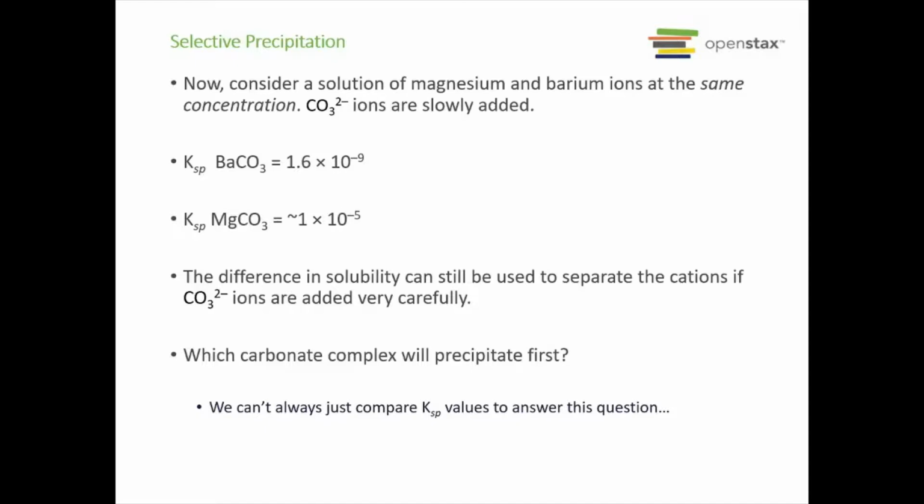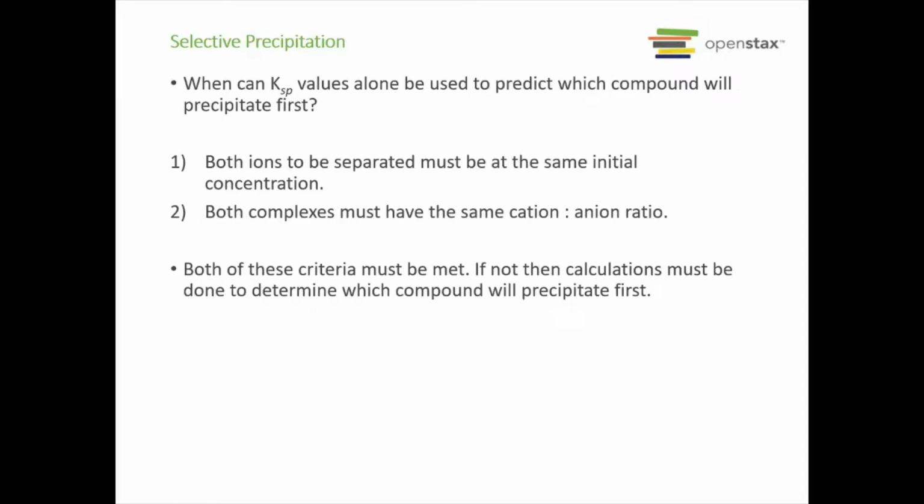We can also have a solution that has magnesium and barium ions at the same concentration, and we can slowly add carbonate ions. And even though they both have low KSPs, they still have a big difference in solubility. So we can use that to separate the cations. And you can sometimes be able to predict what's going to precipitate first. You could probably, looking at these KSPs, assume that the barium is going to precipitate first. But we can't always just use KSP to answer this question.